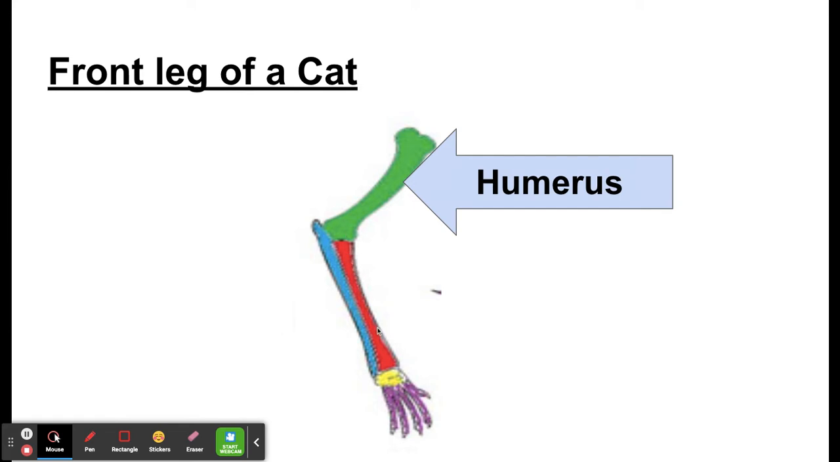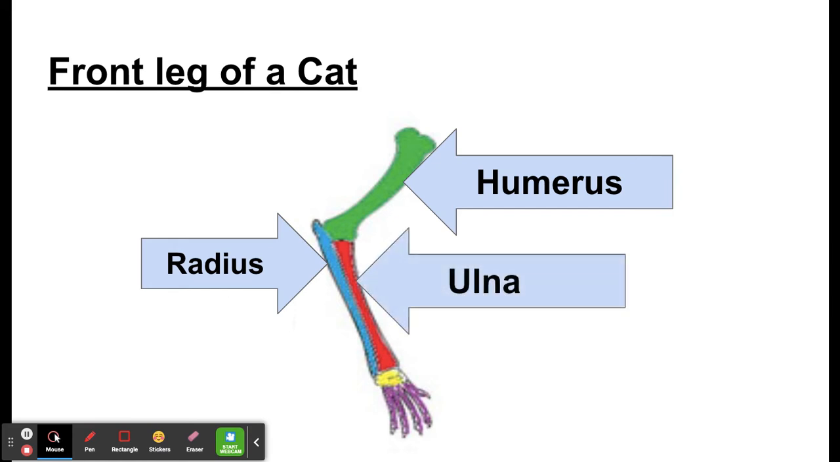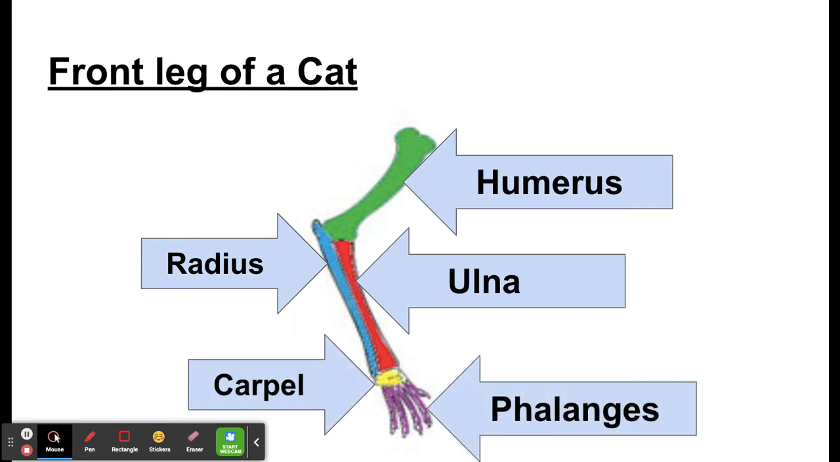We have these skinny little bones, and the one on this side, the one on the left is going to be the radius, the one on the right is going to be the ulna. We have carpals, which are the wrist bones, and down at the bottom we have the phalanges. This should be very, very familiar.